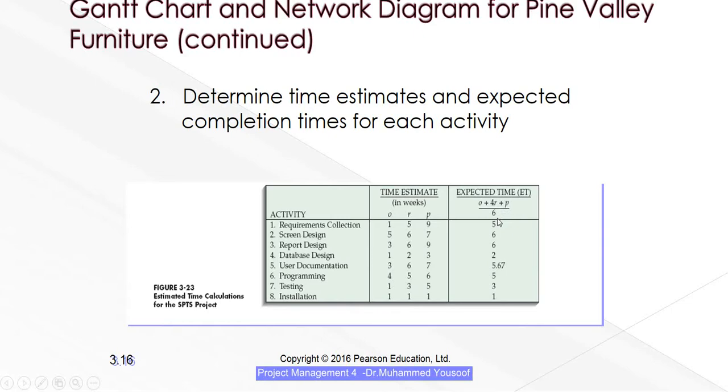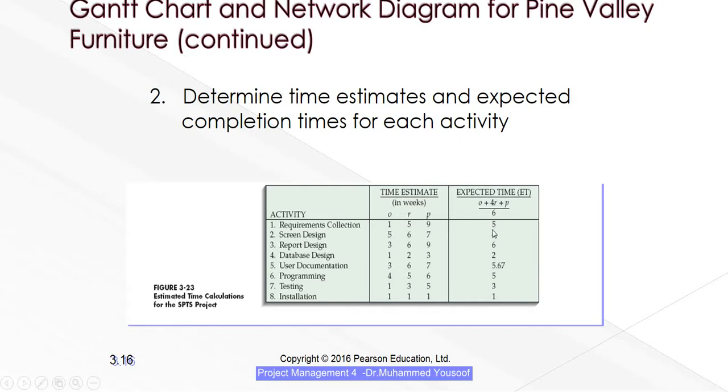Now in this case you can see here, we have 1 plus 4 multiplied by R. 4 into 5, how much? 20, plus 9. So 30 divided by 6 is 5. I repeat again: 4 into R is 5, 4 into 5 is 20, 1 plus 20 plus 9 is 30, 30 divided by 6 is 5. So you actually get the expected time as 5 weeks.